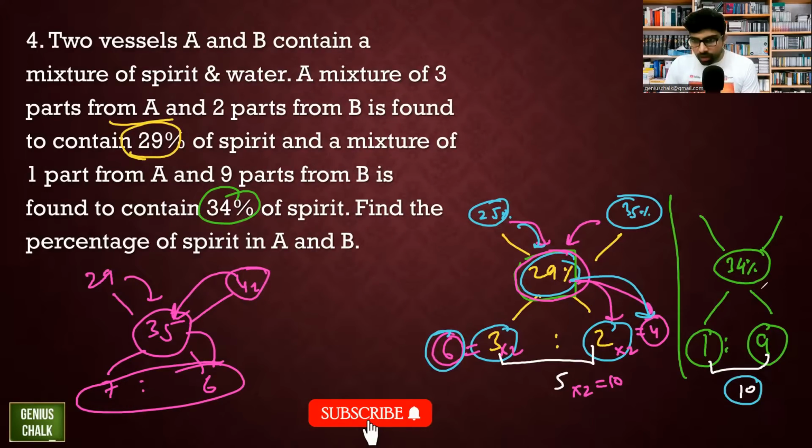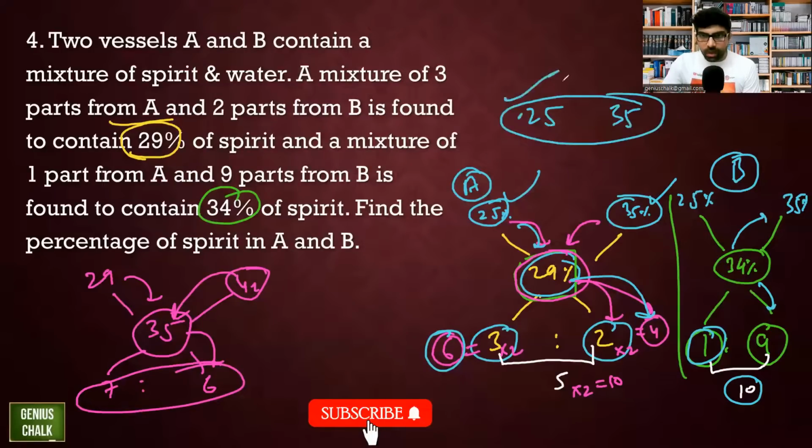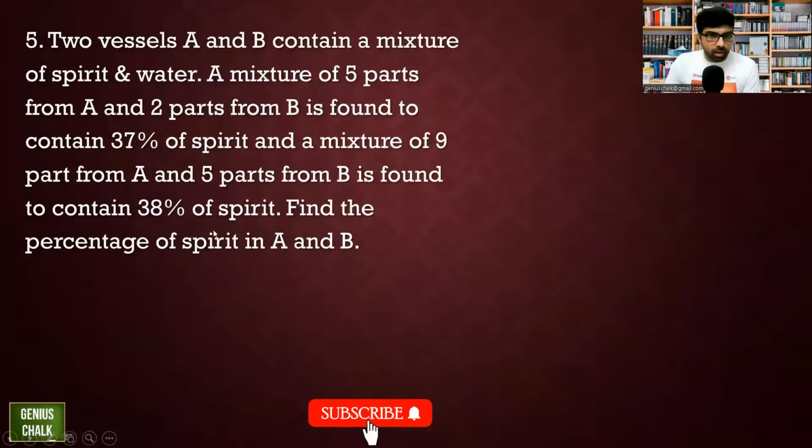Similarly, here also 10. So this 34 should be greater than something by 9. So that something should be 25. And this should be less by 1. So that should be 35. So the percentage of spirit in A and B: this is A and this is B. So what is my percentage? 25 and 35. So 25% and 35% is my answer. I hope it is clear, right? So next, let's see one more type similar to this.